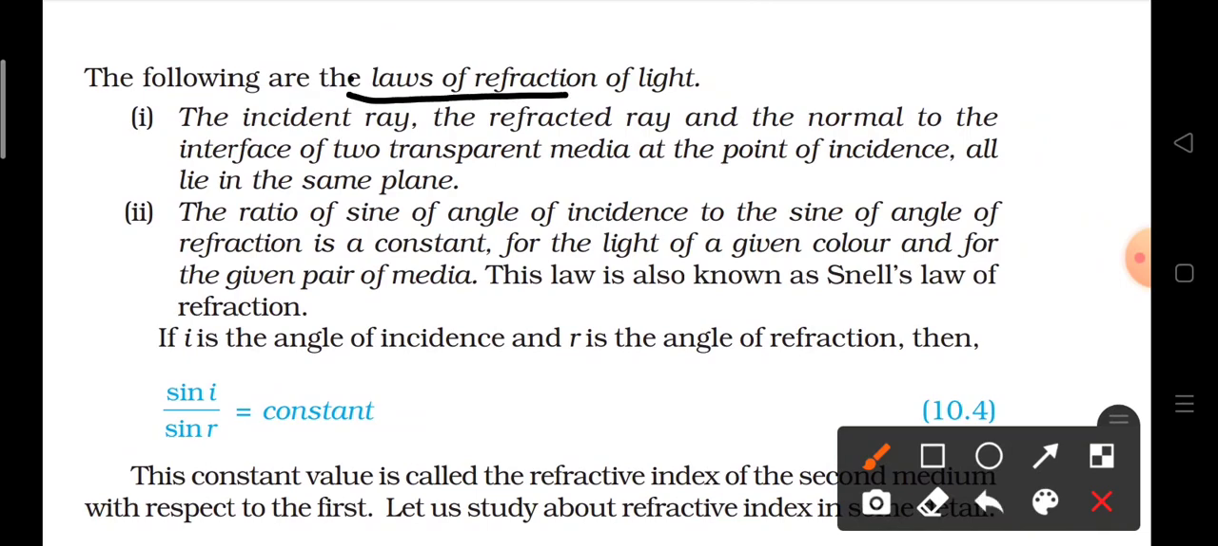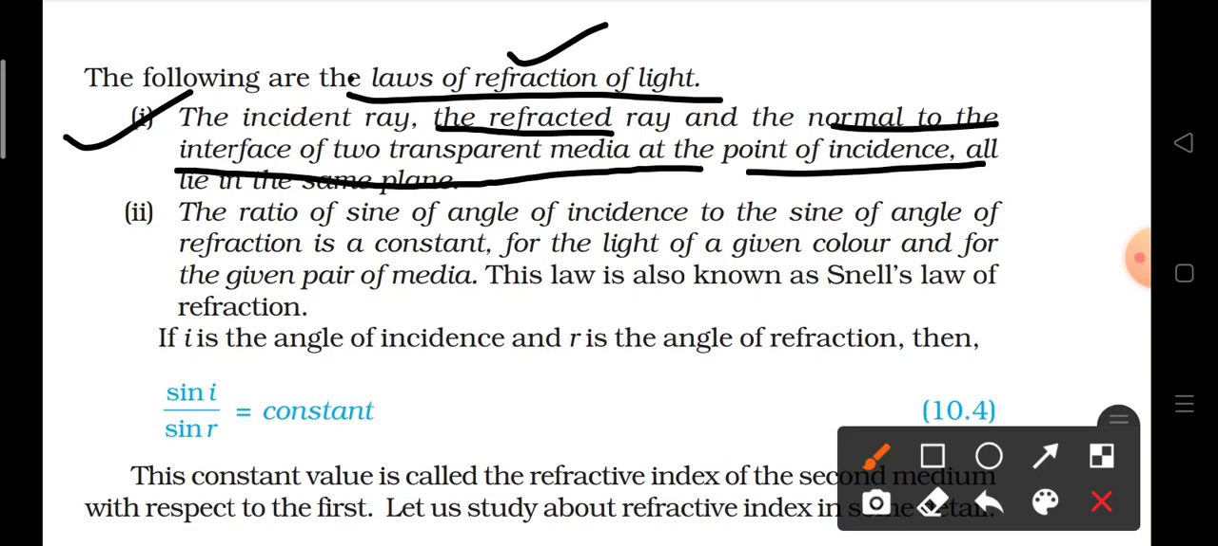We have discussed the laws of reflection earlier, that the incident ray, the normal ray and the reflected ray all lie in the same plane. Second, the angle of incidence is equal to the angle of reflection. Now here we are discussing refraction. So here the incident ray, the refracted ray, not reflected, it is the refracted ray, and the normal to the interface of the two transparent media at the point of incidence all lie in the same plane. सारे ही एक ही plane में होते हैं.